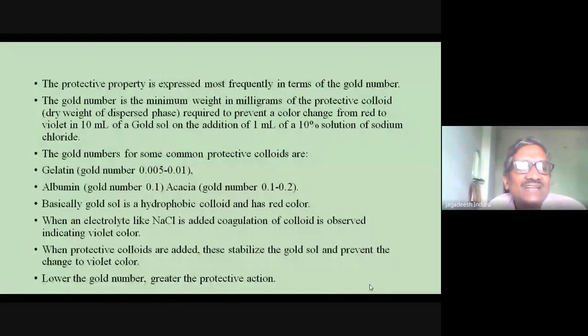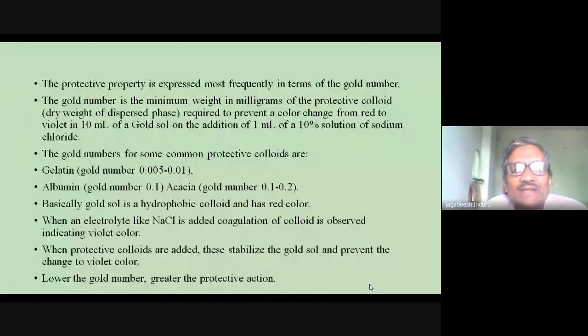But for gelatin, the gold number is 0.005 to 0.01. That much small amount you add to the lyophobic colloid. It means 0.005 grams, which is equivalent to around 5 mg, is what you are going to add. Not 5 mg, it is 5 microgram quantities when you are adding it, because it is in mg. 0.005 mg multiplied by 1000 gives you microgram.